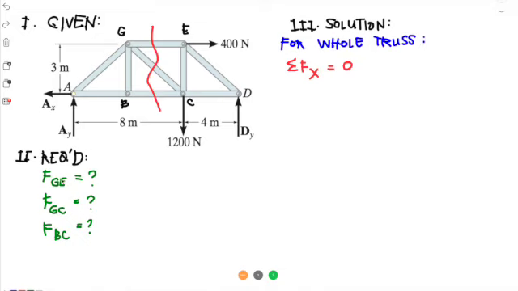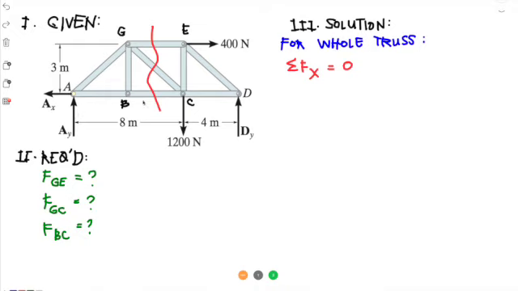So the required is what is the force in member GE, as well as the nature of this force, if it's tension or compression. What is the force in member GC? What is the force in member BC as well? So we will be doing method of sections, but we first need to identify the external support reactions.